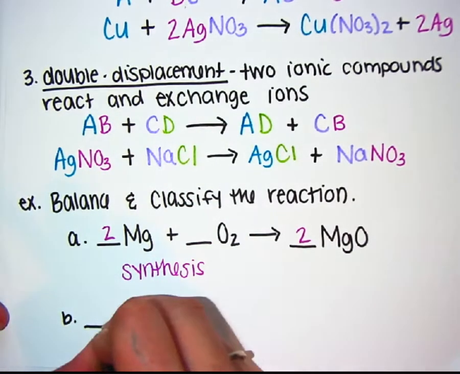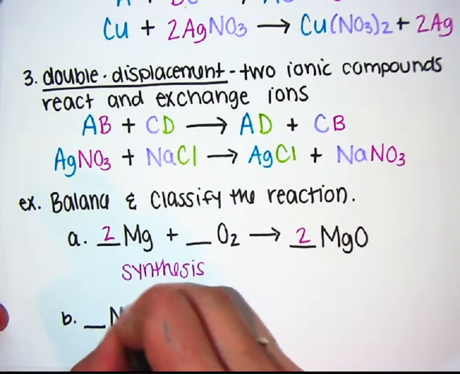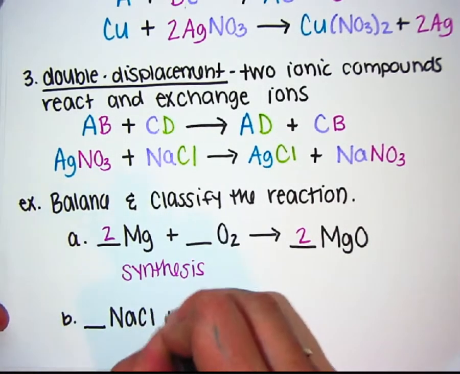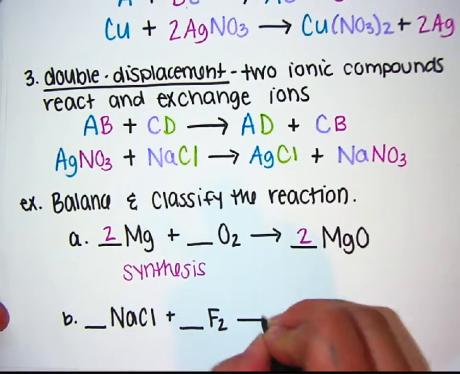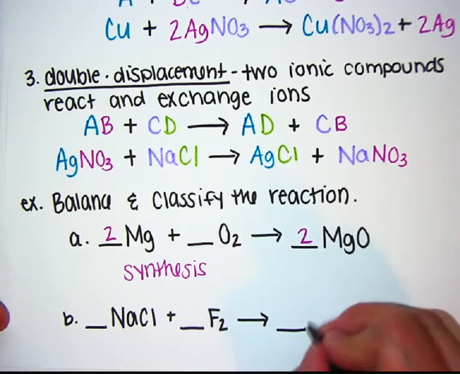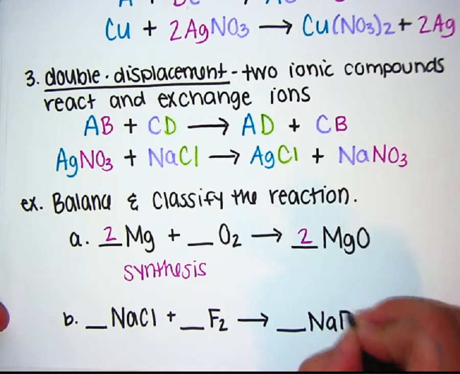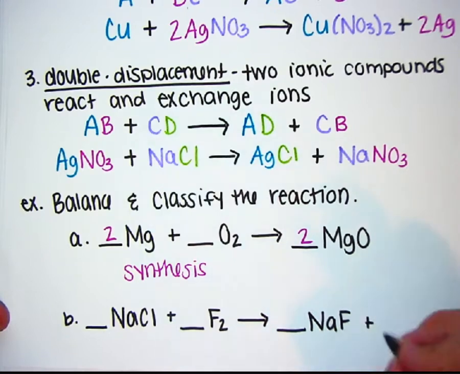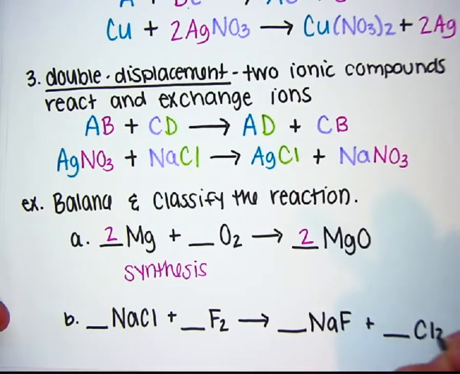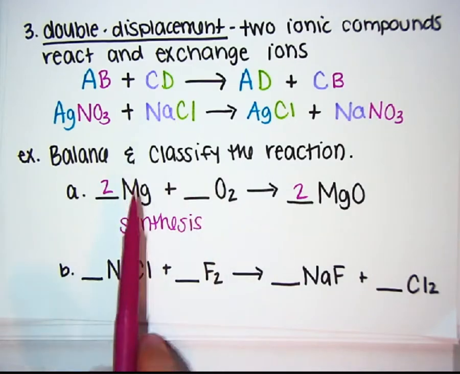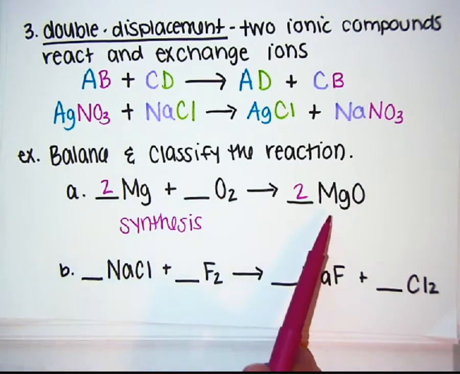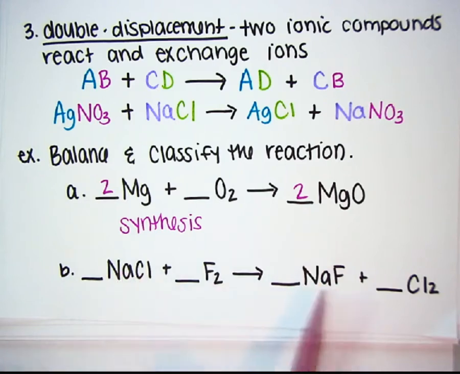Second example, NaCl plus F2 yields NaF plus Cl2. So first, let's try to classify this. It is not synthesis. Synthesis is two reactants, one product. Here I have two reactants, two products.